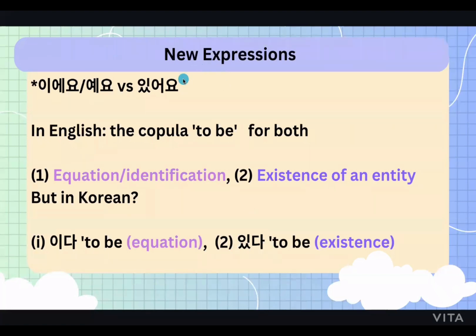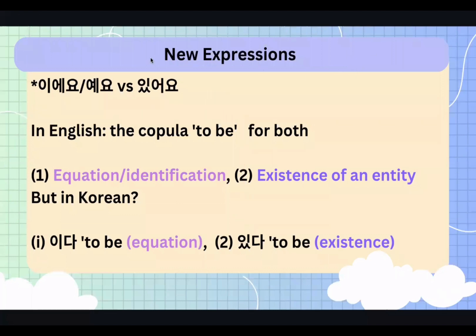자, 그렇죠. There you go. 자, 그래서 이에요 and 있어요. 이에요's dictionary form is 이다, and 있어요's dictionary form is 있다. So, 이다 means to be, but this meaning is equation. But what about 있다? 있다 means to be existence. All right. 자, 그러면 how can we use it? So one more time, please remember. In English, to be functions as equation and also existence of an entity. But in Korean, we should divide it as 이다 or 있다. So please do not confuse it. Depending on what you mention, you should use a different form.